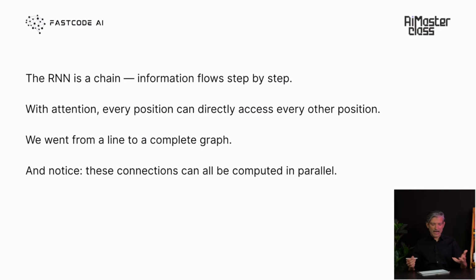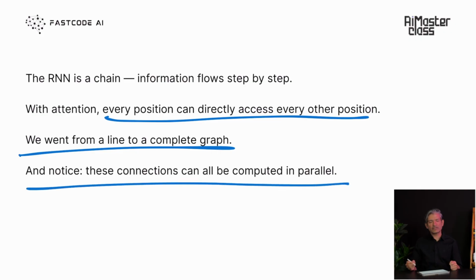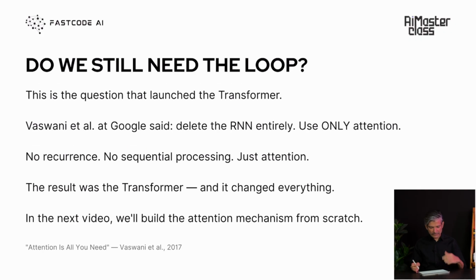So now, an RNN is a chain and information flows step by step. You have your hidden state, you get the next time step, you get the next hidden state, you get the next input, and so on. With attention, every position can directly access every position, and this is the advantage of using attention. It's not just the previous time step, it's not just the hidden vector, everything gets to see everything at once. We went from a line to a complete graph, and all these connections can be computed in parallel, and this is what we will try and understand next.